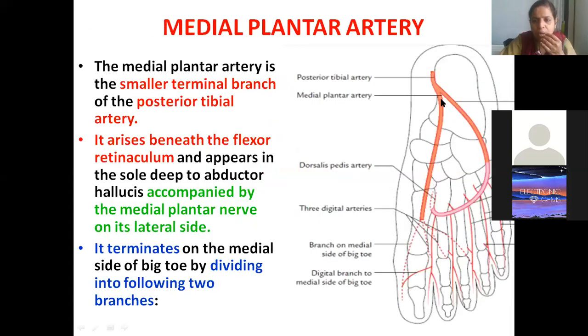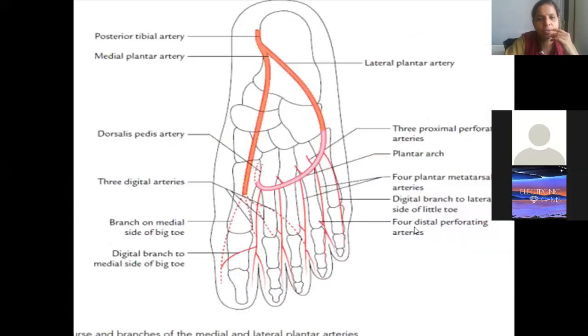Okay, see this is again either medial plantar artery or lateral plantar artery or both. Can come as 5 marks questions. See, medial plantar artery is small terminal branch of posterior tibial artery. Okay, then it arises beneath the flexor retinaculum and appears in the sole deep to the abductor hallucis. Same muscles there, accompanied by medial plantar nerve on its lateral side. Artery was here and nerve was here. That means artery is medial and nerve is lateral. It terminates on the medial side of the big toe by dividing into these branches.